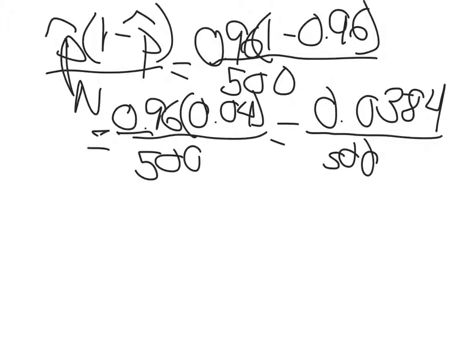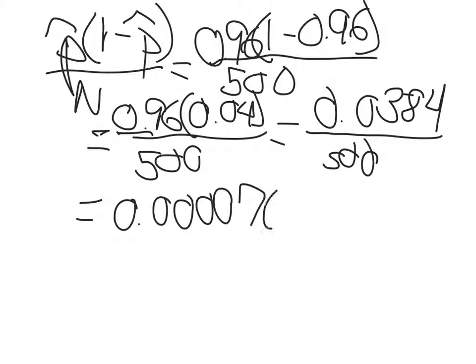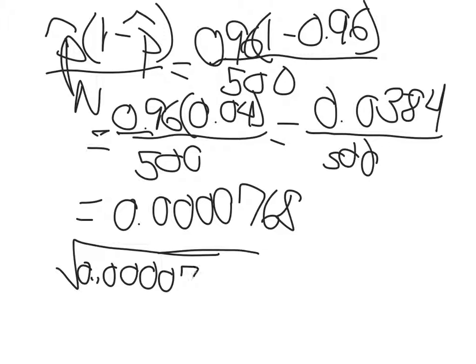And let's see. Whoa. And that's going to give me 0.0000768. But remember, I'm going to take the square root of that. So I'm going to have under the square root 0.0000768. And when I do that, I get 0.00876.